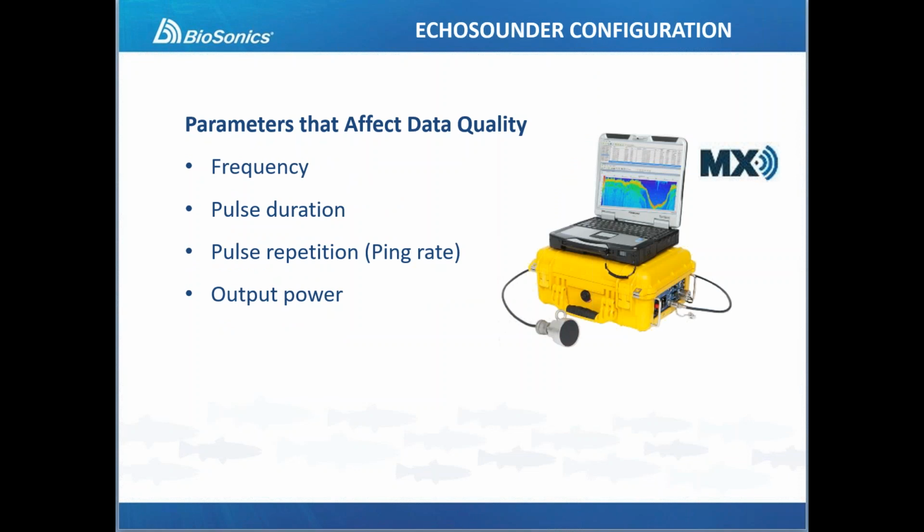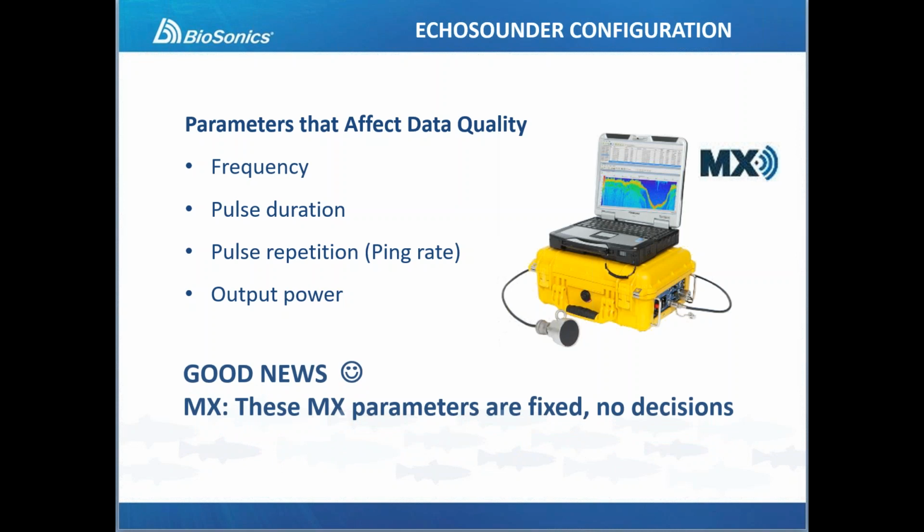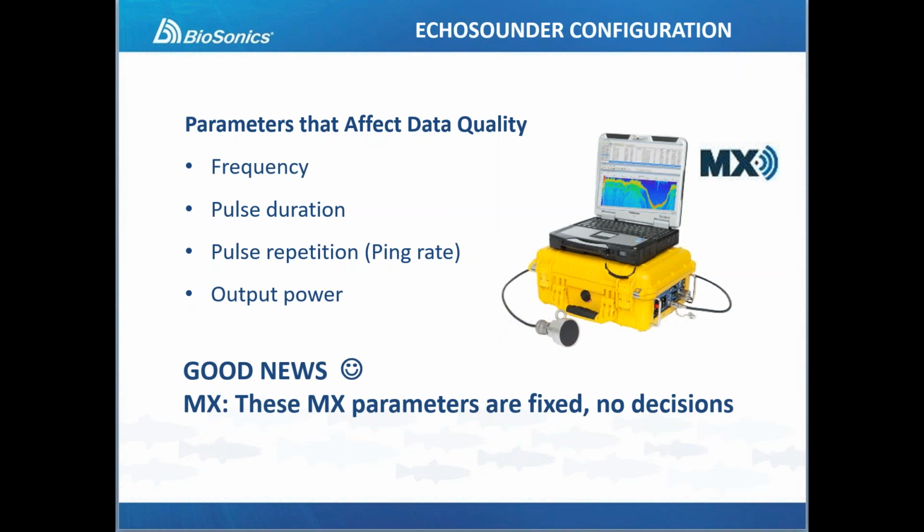Moving on to configuring the Echosounder. These parameters will all affect the data. So obviously the frequency of the transducer, the duration of that pulse, how many pings per second are we pinging, what is our pulse rate, and then of course how much output power are we emitting. So the good news is these are all fixed with the MX. So we don't have to worry about any of these decisions or settings.